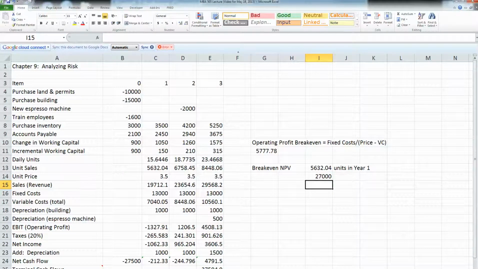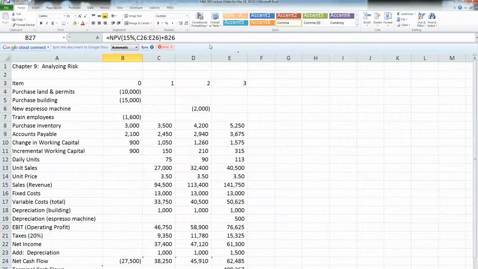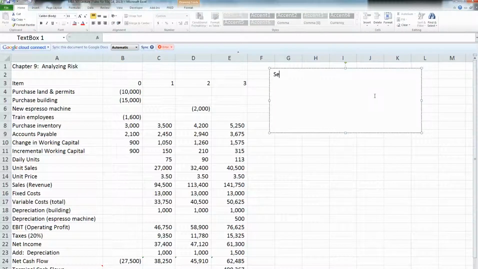Another way to analyze risk is to do something called sensitivity analysis. And with sensitivity analysis, what you do is analyze variables that are uncertain and see the impact on the net present value or the IRR or even the modified IRR of those uncertain variables. So the first step is choose your uncertain variables that you want to analyze.